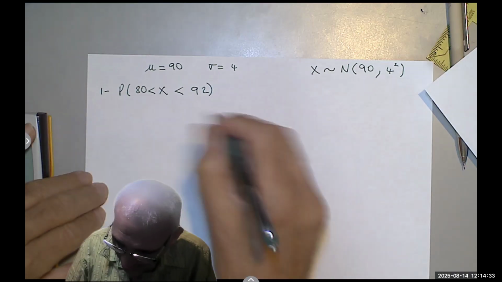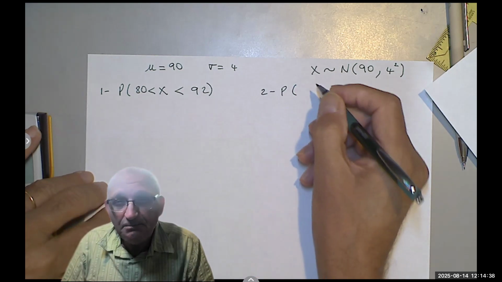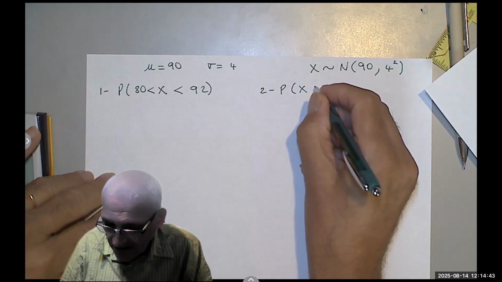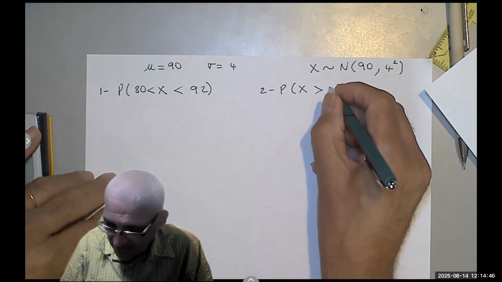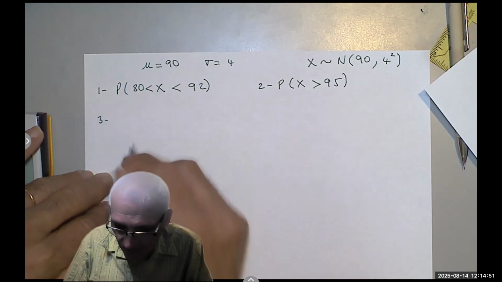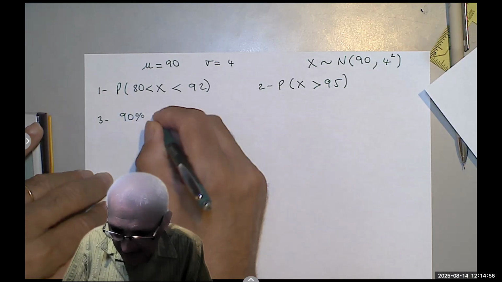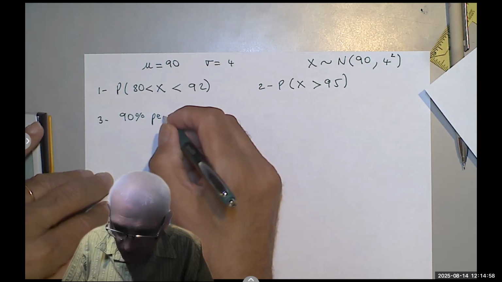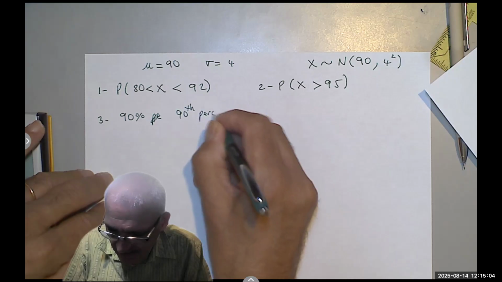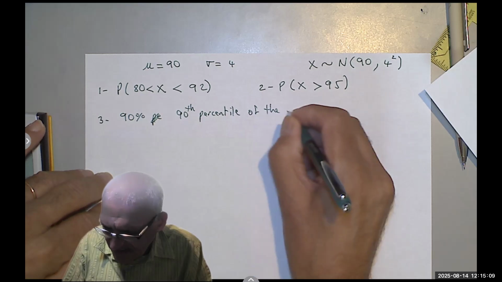Then I want you to find the probability that if I pick a number, it's greater than 95. And then number 3, I want to find the 90th percentile of the distribution. What does that mean?